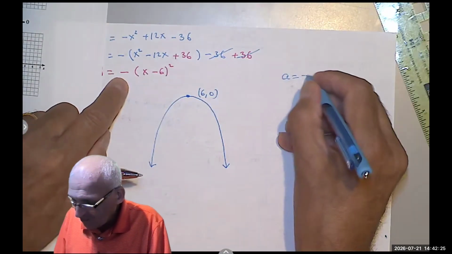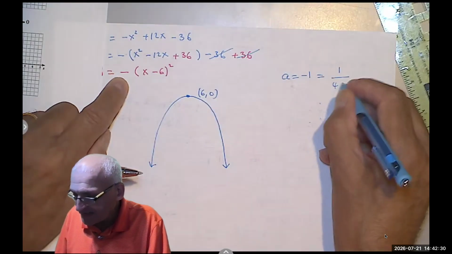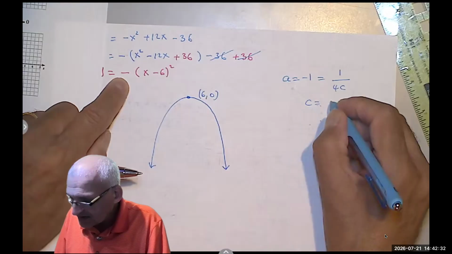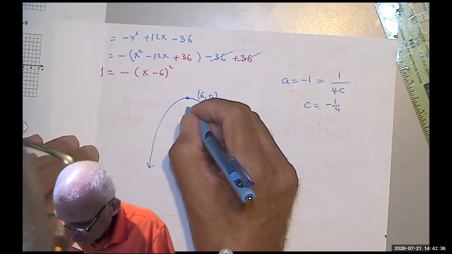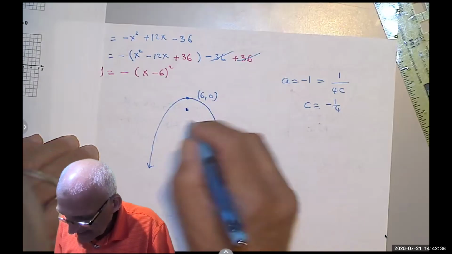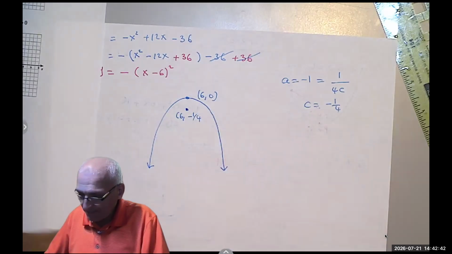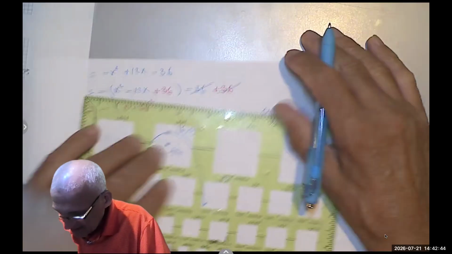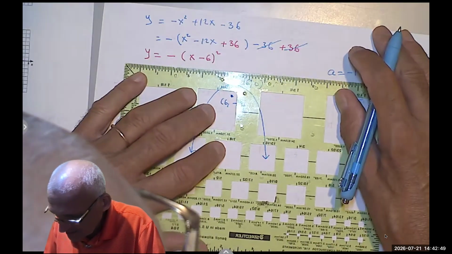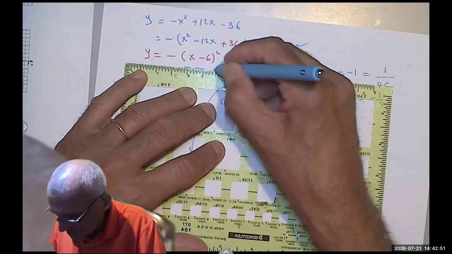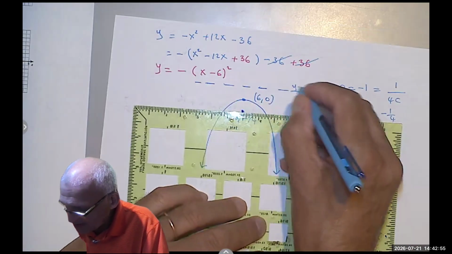a is negative 1. That's basically 1 over 4c. So c equals negative 1/4, meaning I'm going to go down a quarter. That would be 6 and negative 1/4. And the directrix would be a quarter above the 0. So this is y equals a quarter.